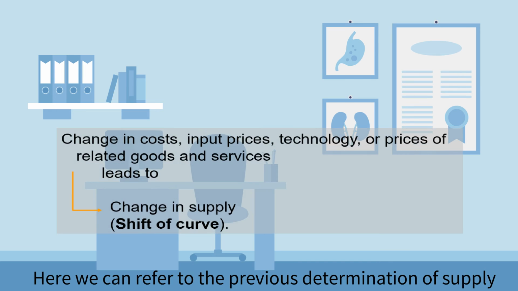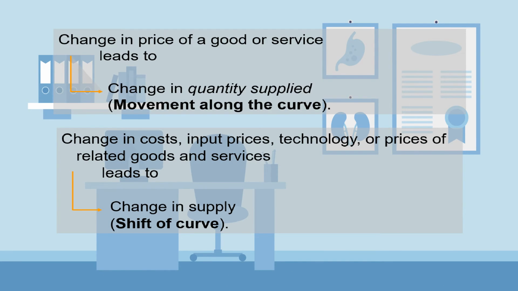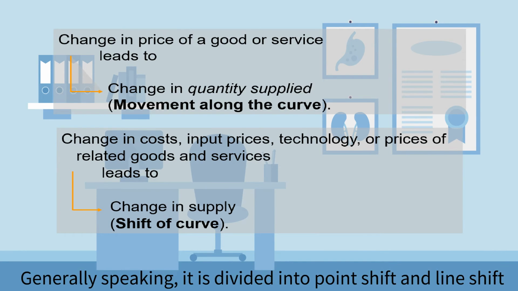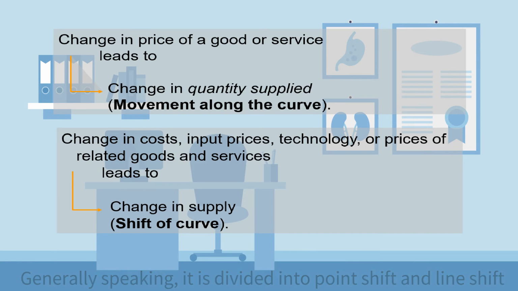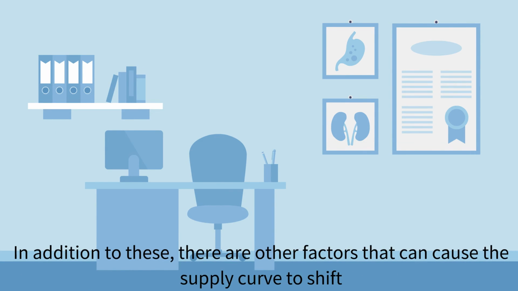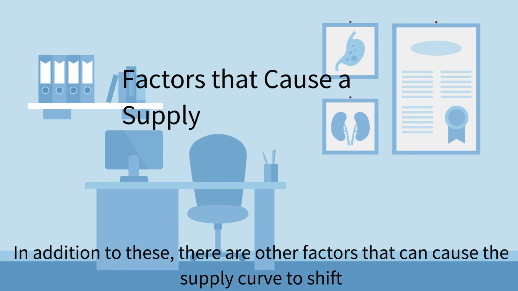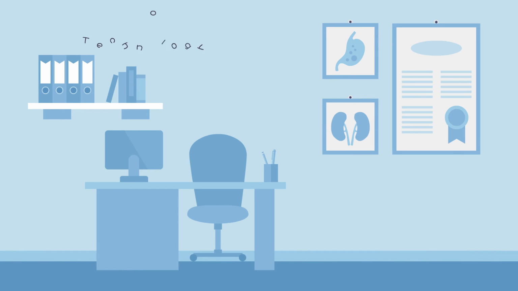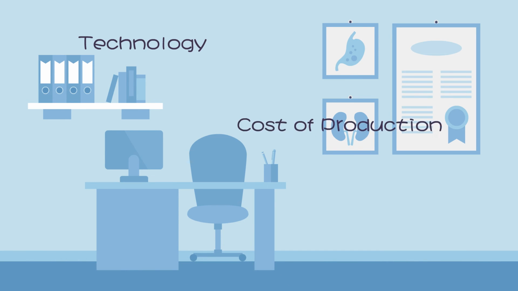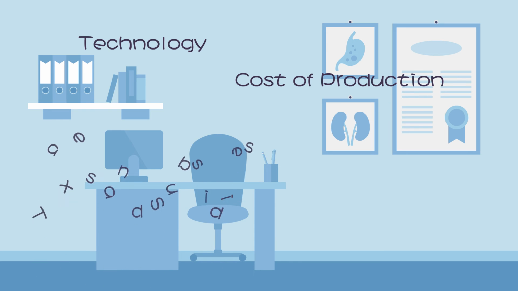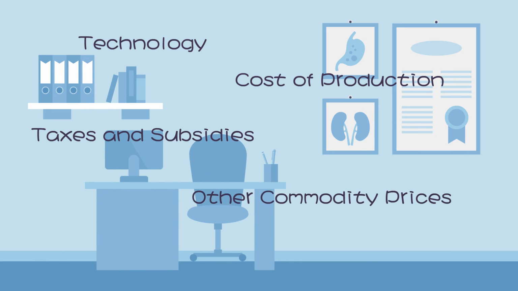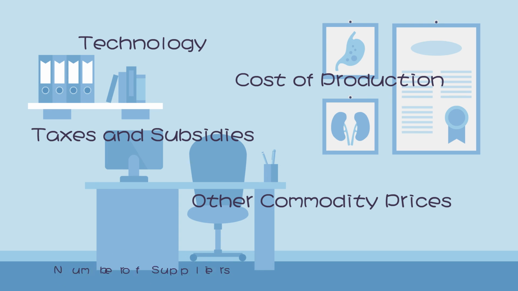Here we can refer to the previous determination of supply. Generally speaking, it is divided into point shift and line shift. In addition to these, there are other factors that can cause the supply curve to shift. They are technology, cost of production, taxes and subsidies, other commodity prices, and the number of suppliers.